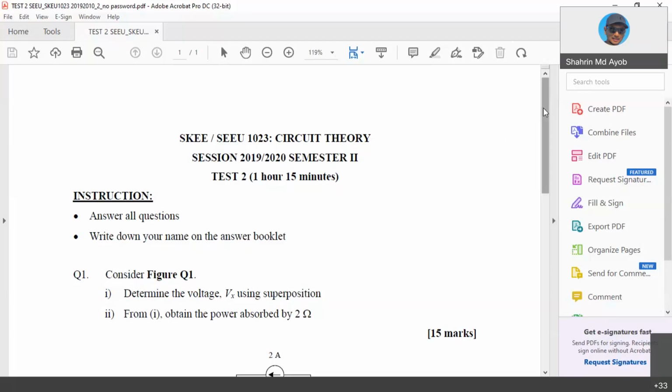It's still raining outside. I don't know, the majority of you, whether you are inside UTM or still in your hometown.